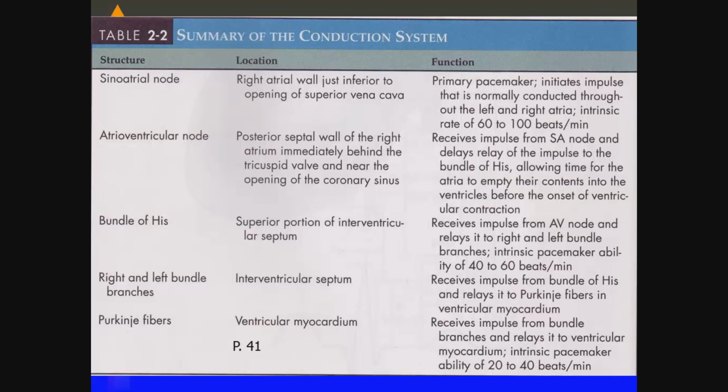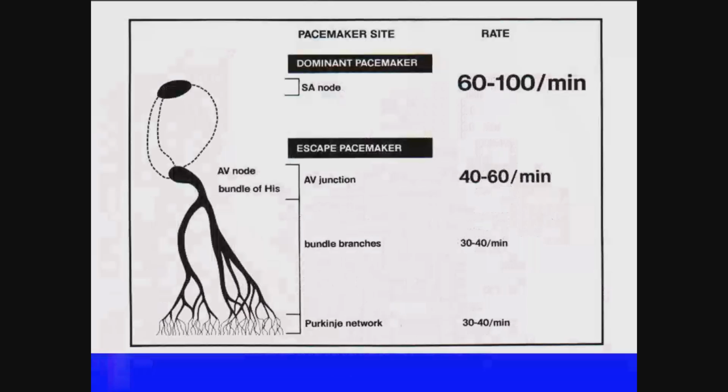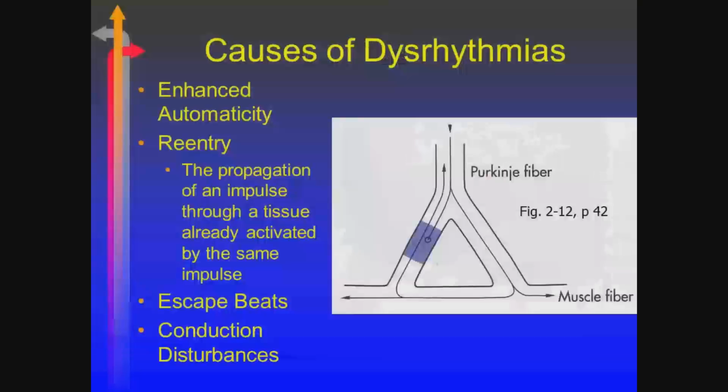So another good one you might want to put a star by, because it tells you the various components of this conduction system, where they're located, and what they do. Fair? No, it's not really fair. So 60 to 100, 40 to 60, and then less than 40 for the Purkinje fibers. A true ventricular origin, if you will.